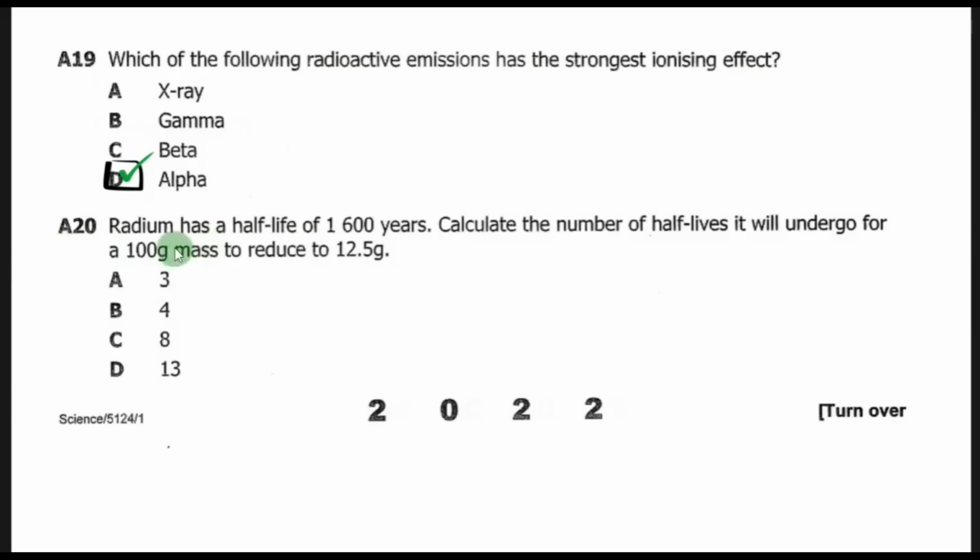A20 reads, radium has a half-life of 1600 years. Calculate the number of half-lives it will undergo for a 100 gram mass to reduce to 12.5 grams. So let me read again. Radium has a half-life of 1600 years. Then calculate the number of half-lives it will undergo for a 100 gram mass to reduce to 12.5 grams.